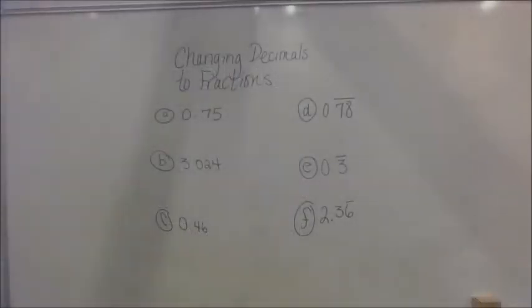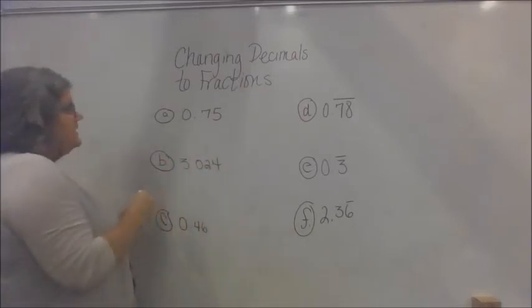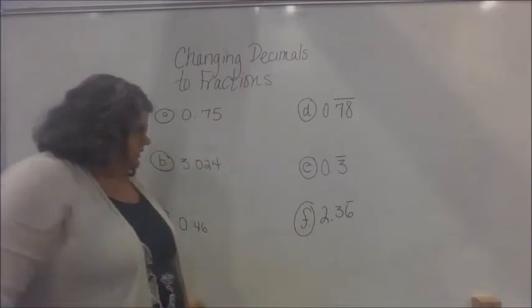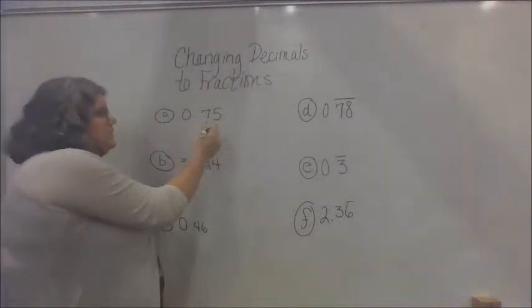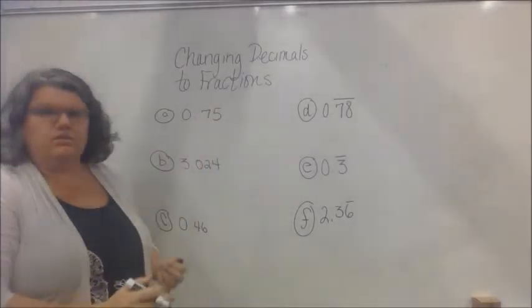So for today, we are going to learn how to change decimals to fractions. As you can see on the left, we have terminating decimals, and on the right, we have repeating decimals. To change a terminating decimal to a fraction, you simply need to read the decimal correctly. So this 5 is in the hundredths place, so I read that as 75 hundredths.